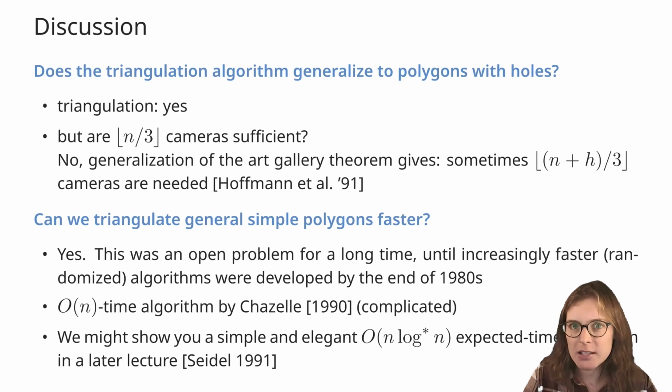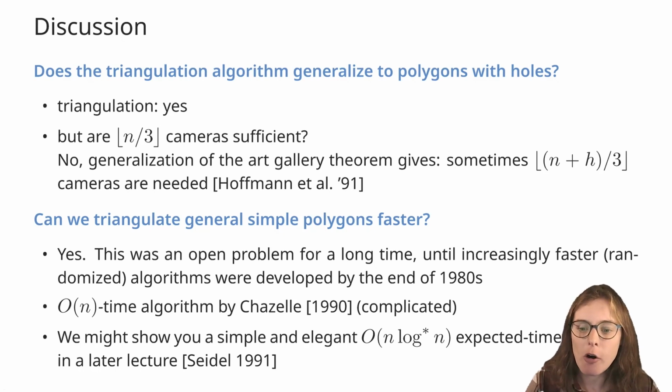But for the analysis of the asymptotic running times, we can say that there exists a linear running time algorithm to triangulate a polygon. Later in this course, we may consider a much simpler algorithm that takes big O of n log star n running time to triangulate a polygon, where log star is an iterated logarithm. It is the number of times that you need to take the logarithm of n to get to the value that is less than 1.